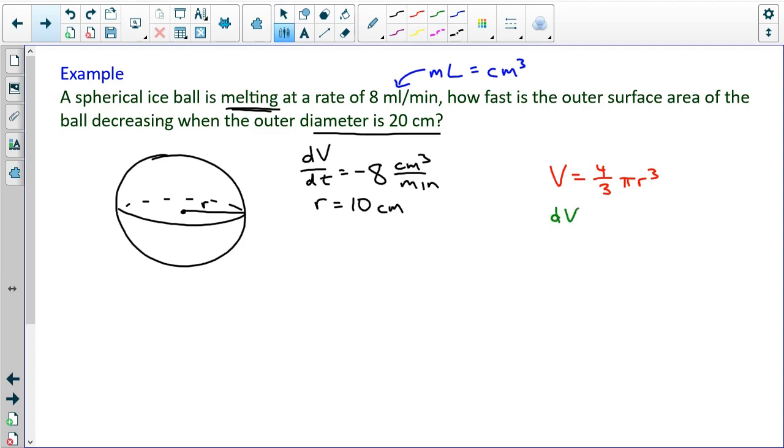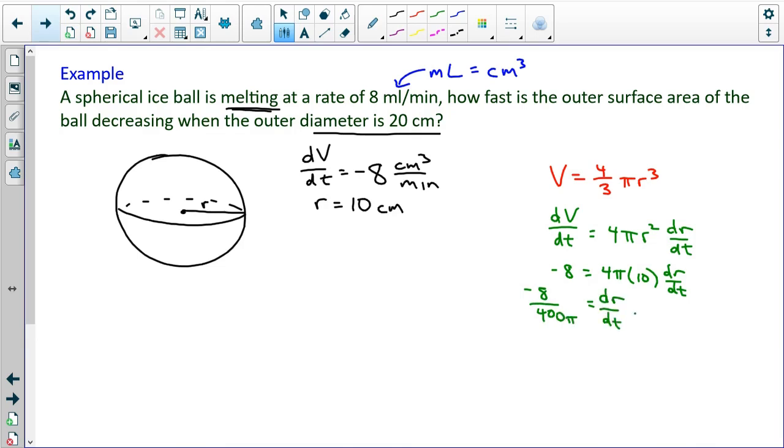Now I take the derivative, dV/dt equals 4 pi r squared dr/dt. And now I can start substituting values in. So dV/dt is -8, r is 10, and then I solve for dr/dt. So I divide, and I get -8 over 400 pi is equal to dr/dt. And I'm going to simplify that, make it -1 over 50 pi is dr/dt.